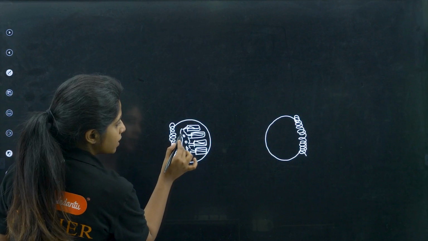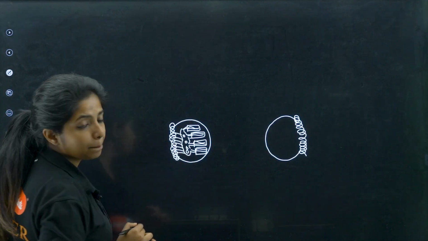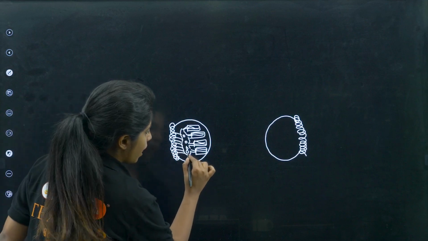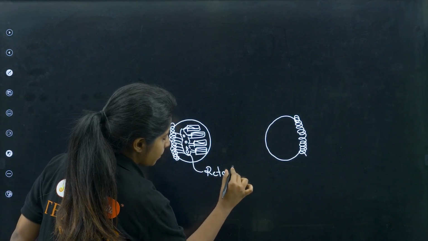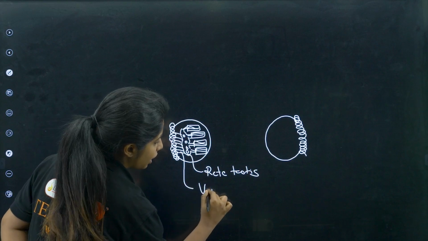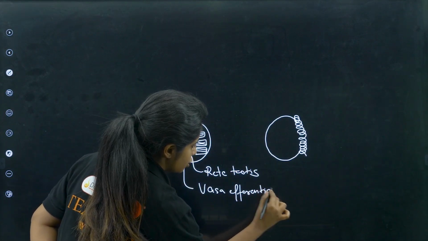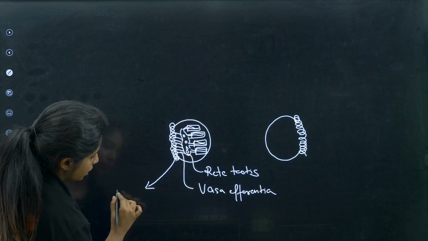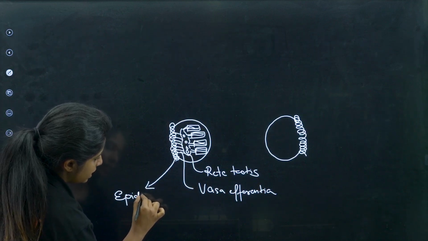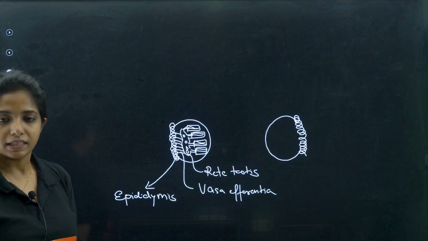Now from rete testis, again the sperms are going to travel outside the testis with the help of epididymis. So you have rete testis, and then this structure, vasa efferentia. This structure that you see over here, it is epididymis. Okay, this is epididymis.